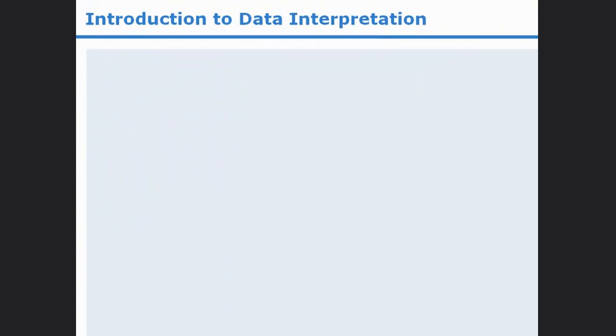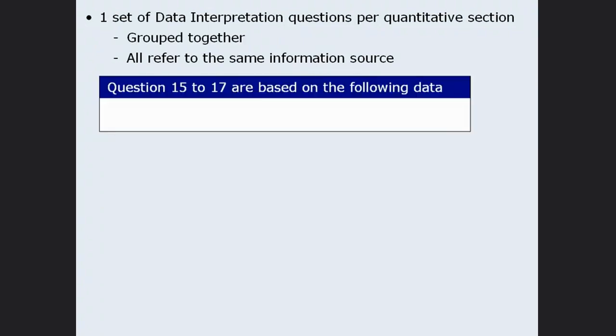Now, within each quantitative section of the GRE, you will typically encounter one set of data interpretation questions. These questions are grouped together, and they all refer to the same information source. So when you come to the first data interpretation question in the set, you'll see a message like this telling you that the upcoming group of questions are all based on the same data. Now, in general, you should expect to see 3, sometimes 4 consecutive questions.